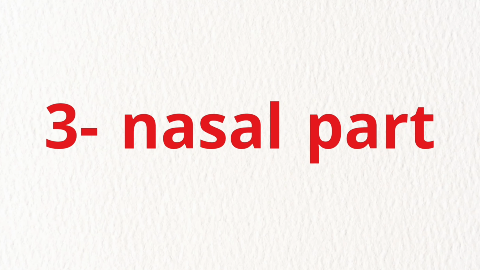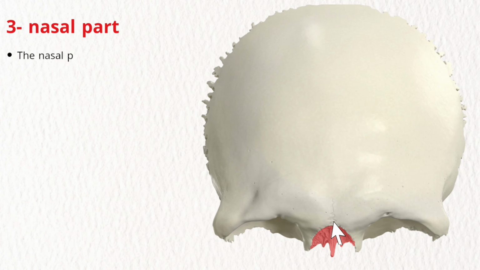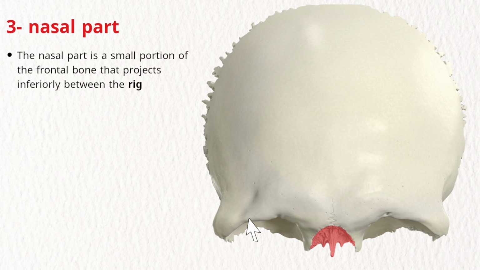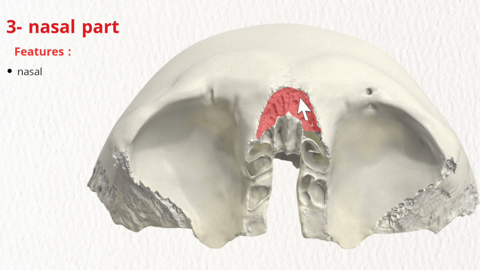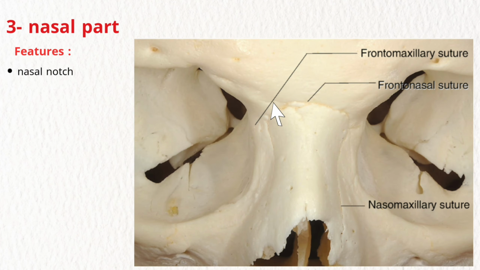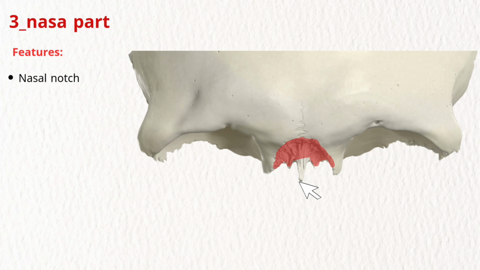3. Nasal part. The nasal part is a small portion of the frontal bone that projects inferiorly between the right and left supraorbital margins. The main feature of this part is the nasal notch that serves for the articulation with the nasal bones and frontal processes of the maxilla. Projecting from the central portion of the nasal notch is a median process known as the nasal spine. The nasal spine supports the bridge of the nose.